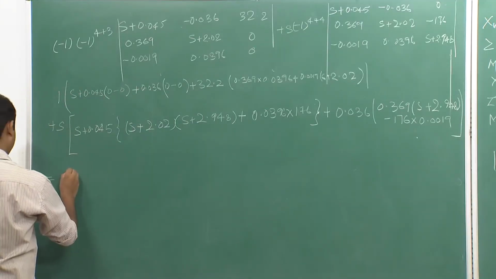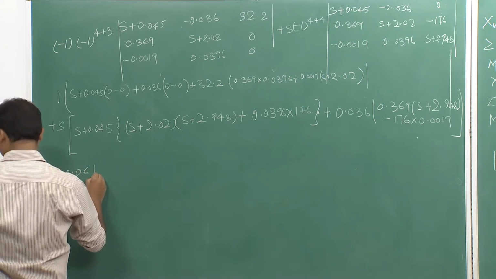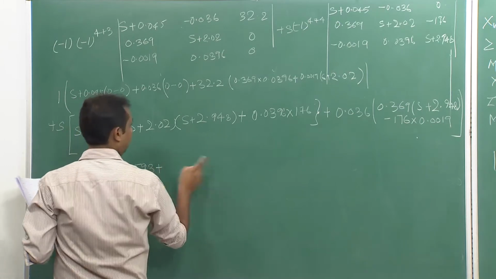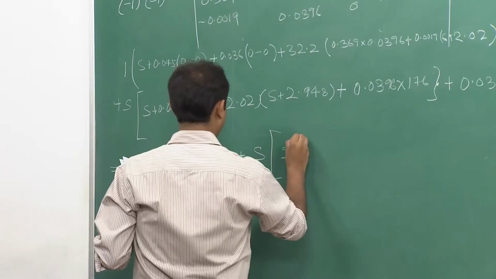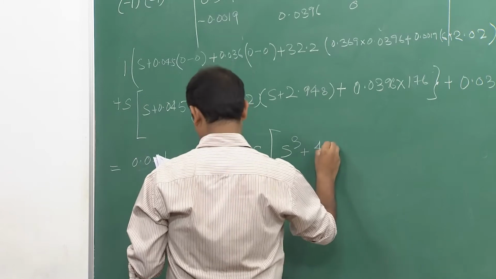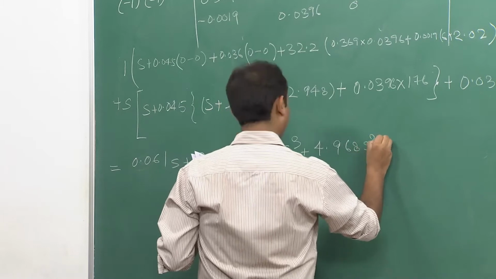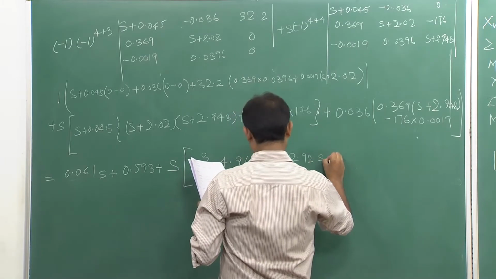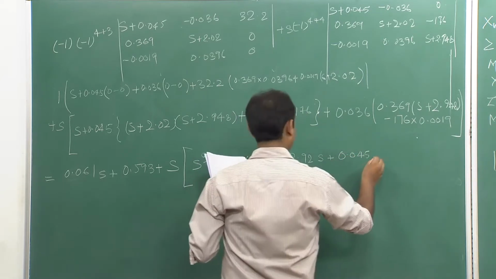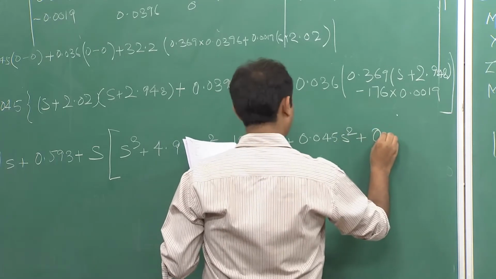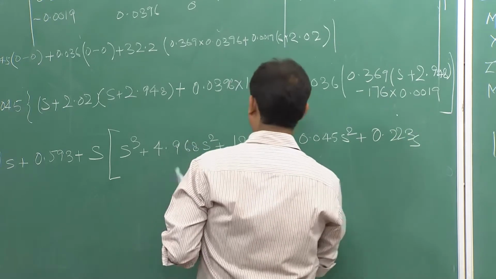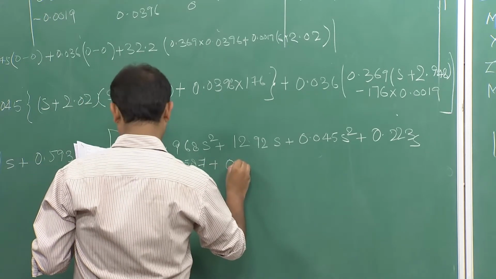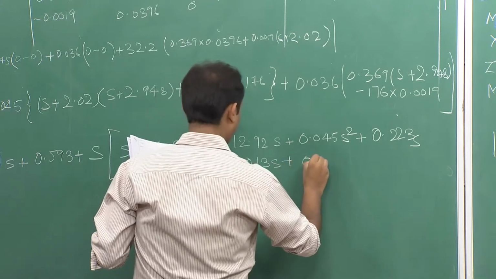So this will reduce to 0.061 S plus 0.593 plus, equating this part we will get S into S cube plus 4.968 S square plus 12.92 S plus 0.045 S square plus 0.223 S plus 0.587 plus 0.013 S plus 0.027.